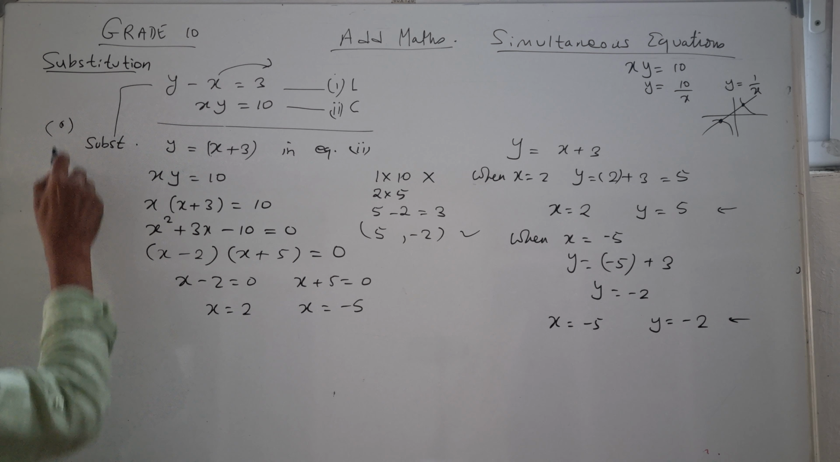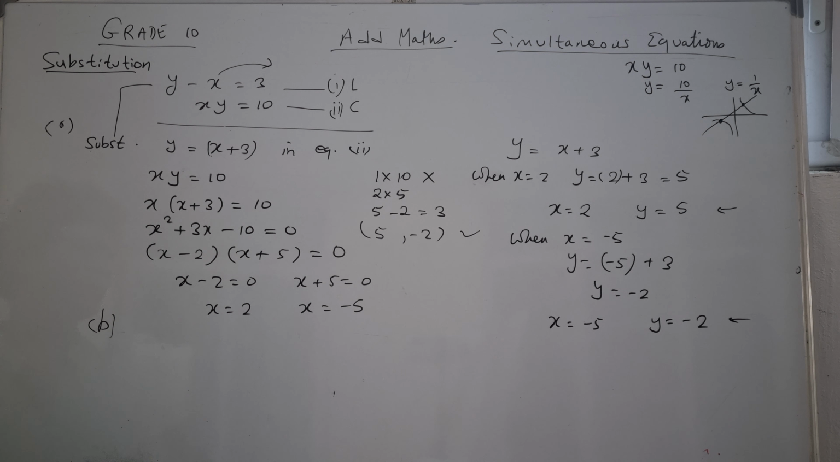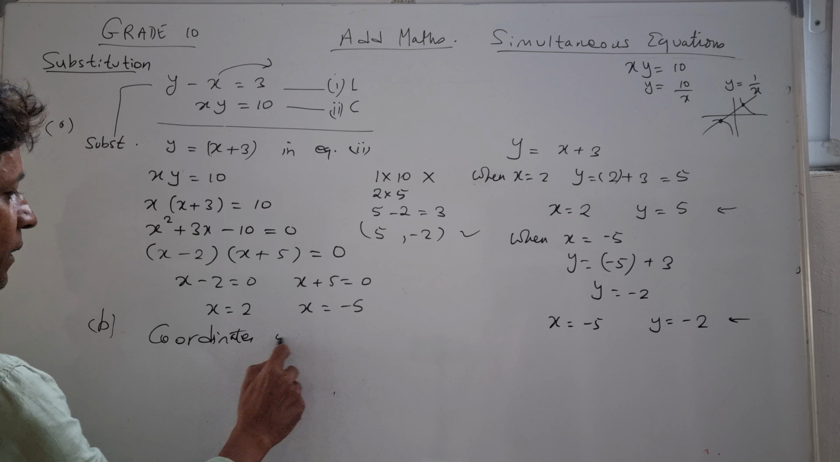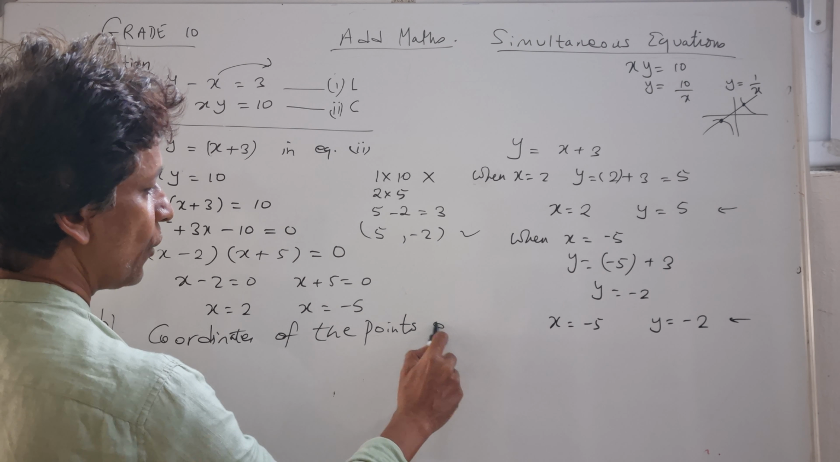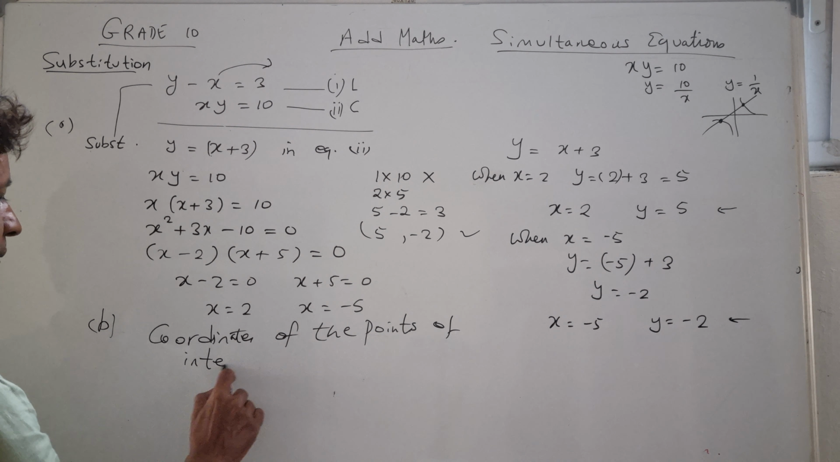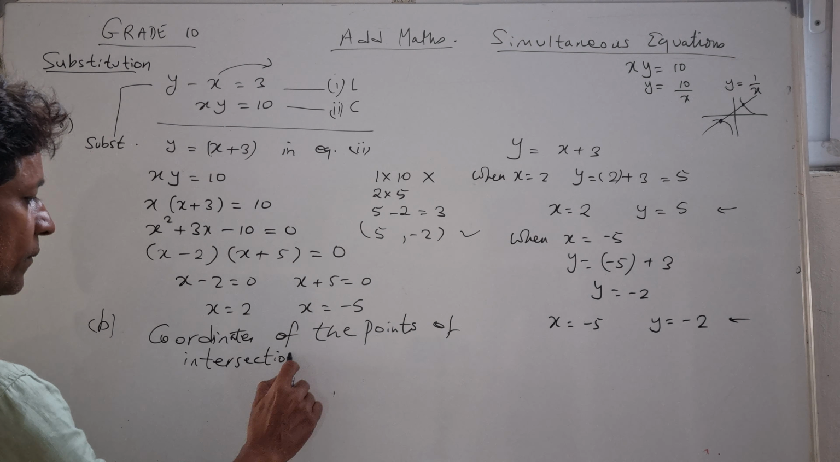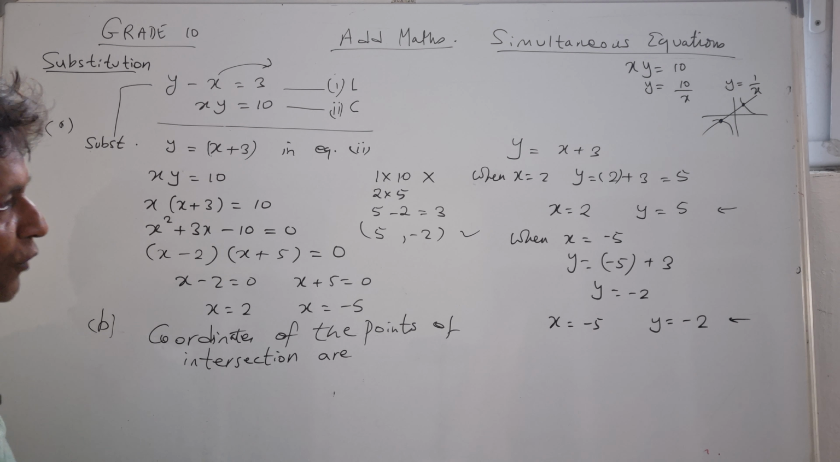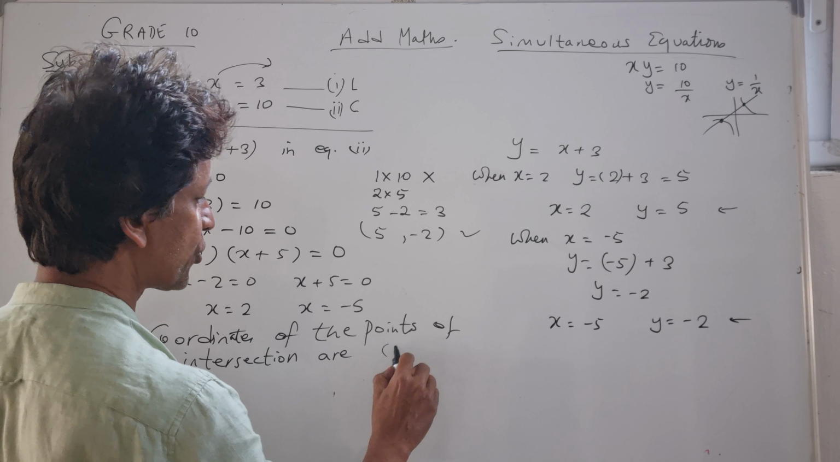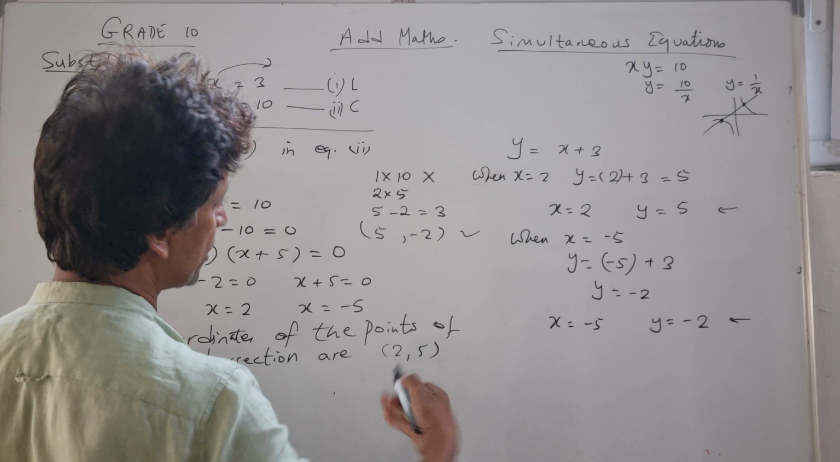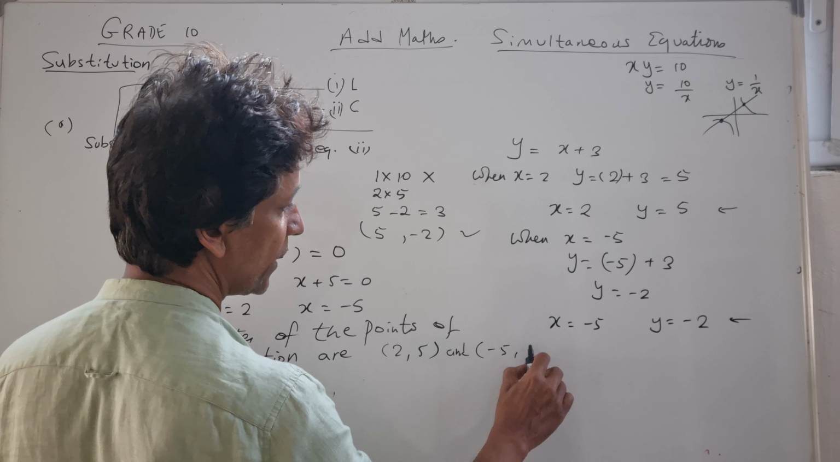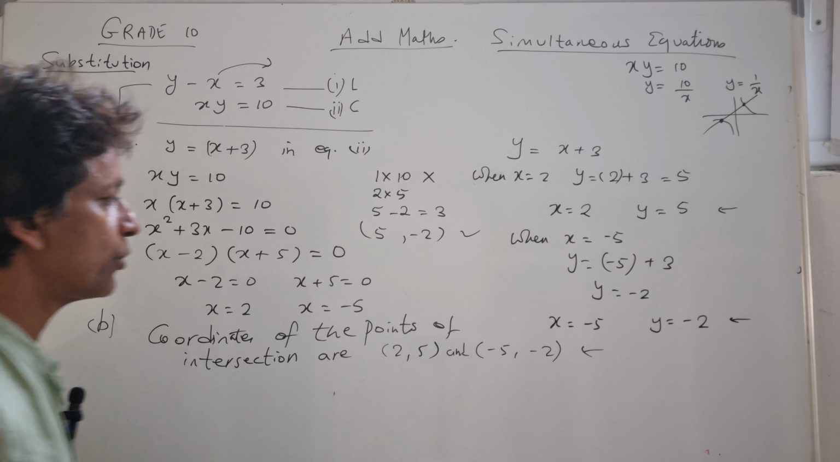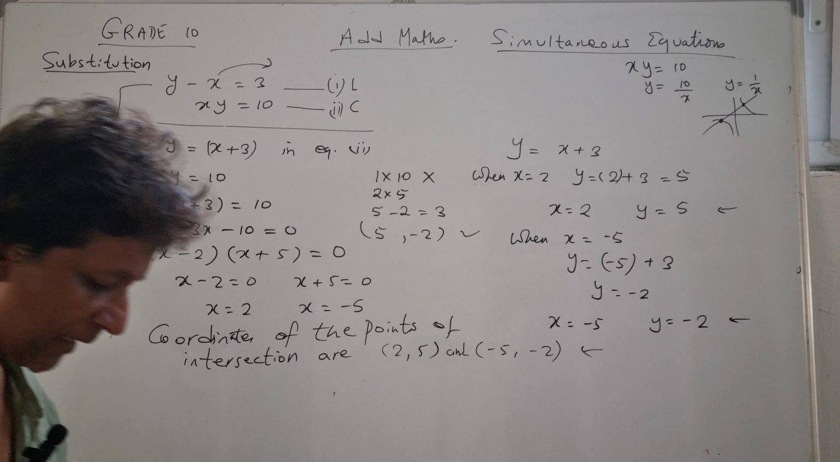So this is part A of the question. Now we're dealing with part B of the question. The coordinates of the points of intersection are, first of all, 2 and 5, and there's no strict order, so this could come first or second. And then I've got negative 5 and negative 2. So those are the two coordinates of the points of intersection.